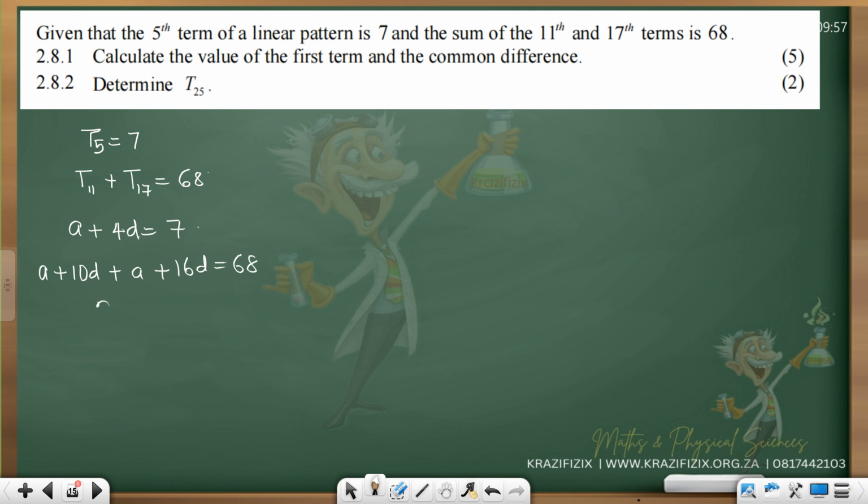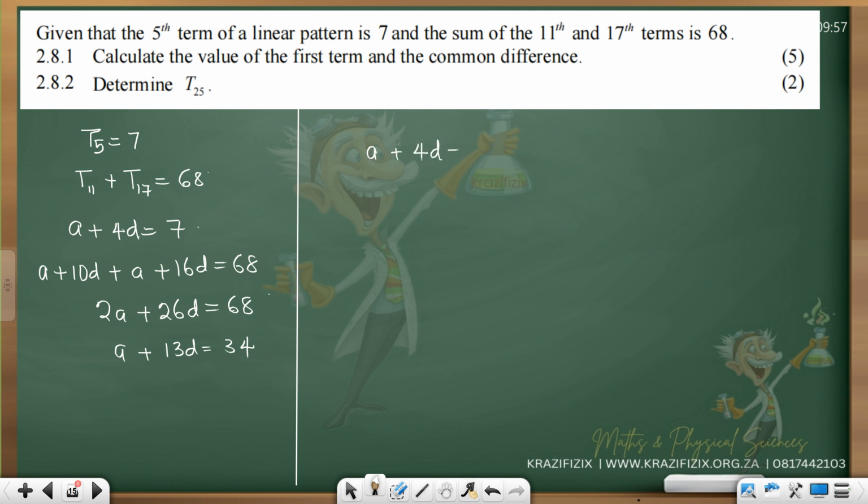Do you notice now we are simply cooking here? All right. What is 10 plus 16? 26D. Beautiful. We can actually divide by 2. Do you notice? A plus 13D. Now we have 2 equations. A plus 4D equals 7. A plus 13D equals 34.